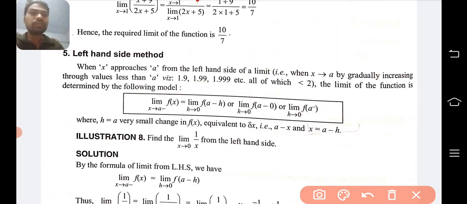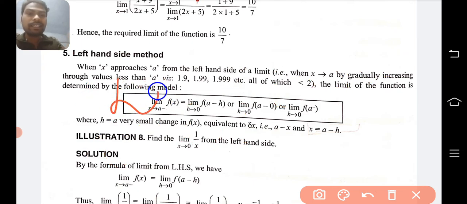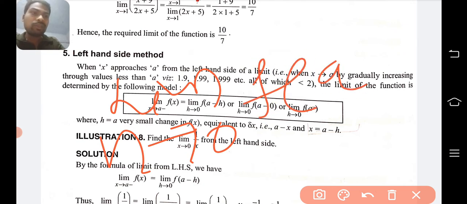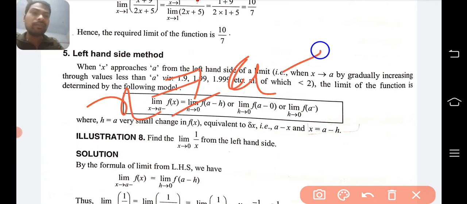Okay, so here it is stated that the limit x tends to a to the power minus of f(x), clear? This is equal to the limit h tends to 0 of f(a minus h). It means that whenever we are talking about x tends to a, here we will convert that limit into h tends to 0. Clear? Then in place of x we take a minus h.